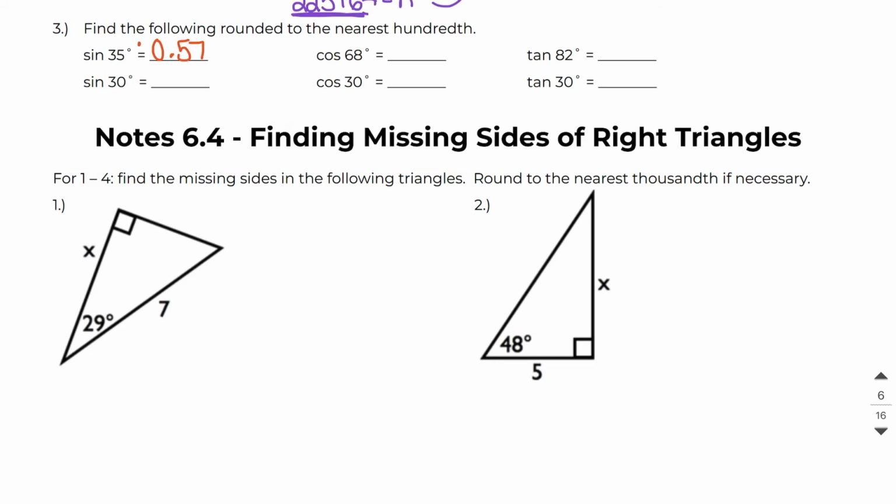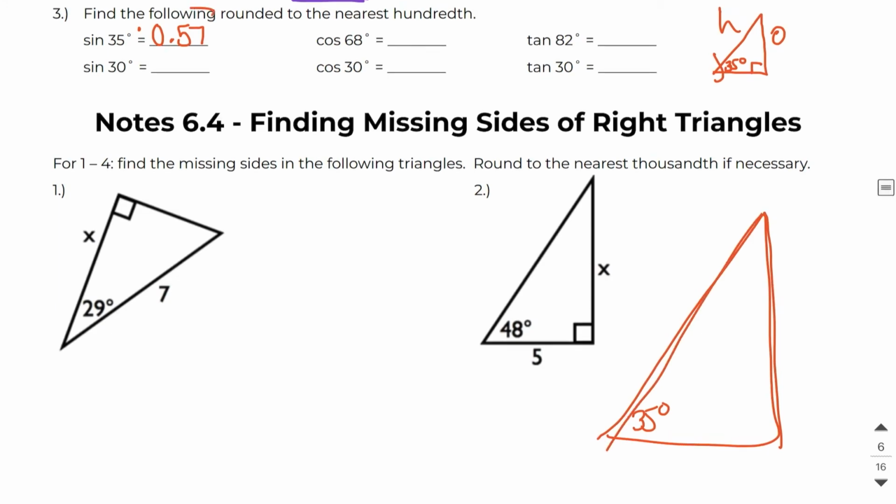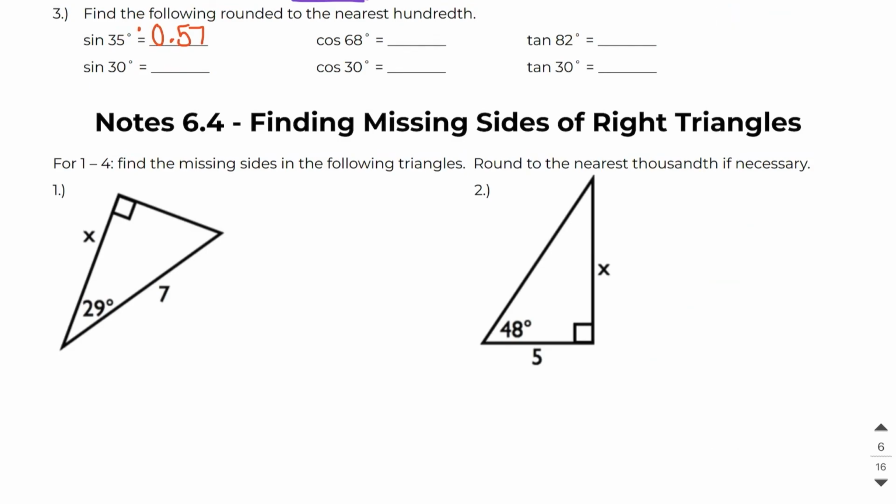What does that mean? That means that no matter how big my triangle is, if I have a 35-degree angle here, the ratio of this side length divided by this side length will always equal 0.57. My triangle could be tiny or massively large, but if I take the opposite and divide it by the hypotenuse, I will still get 0.57. That's what this is saying right here. And knowing that number will help us solve for sides in triangles, and we'll learn about that in the next lesson.